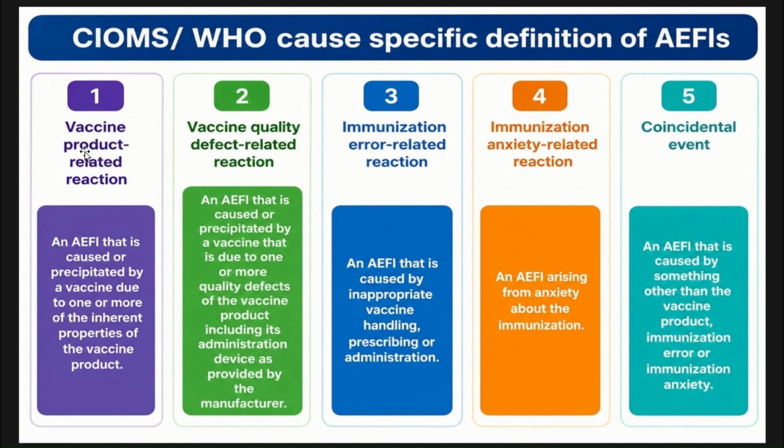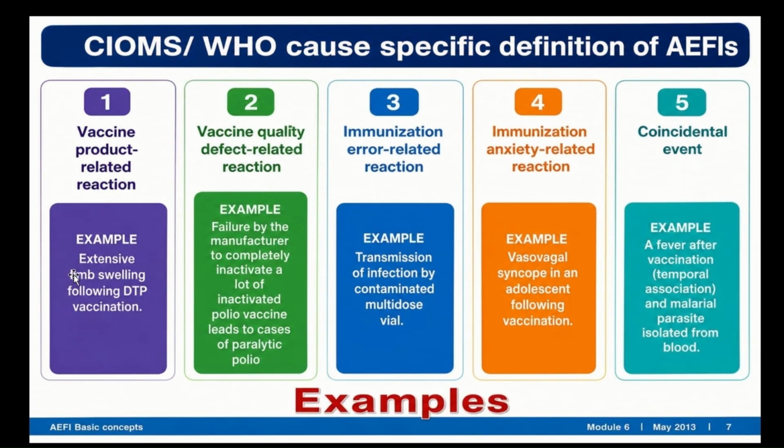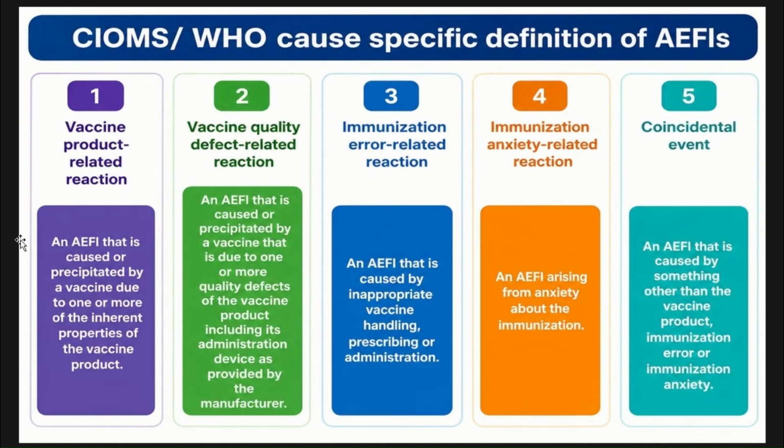So the first one is vaccine product related reaction. This is an event which means an adverse reaction that happens due to the inherent property of the vaccine itself. When you consider an example, see, swelling of the limb after taking the DPT vaccine. The vaccine product itself has a property to cause the swelling. So this is actually due to the property of the vaccine product itself, so that comes under vaccine product related reaction.